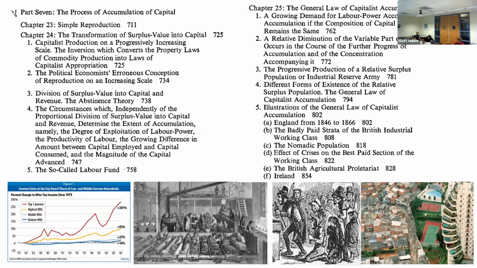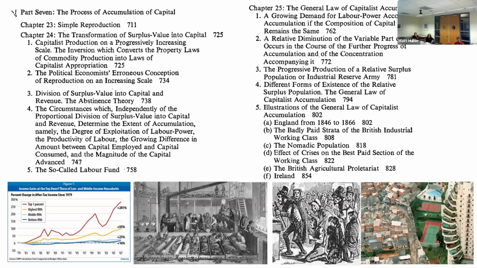All right, so that is section 3. Section 4 is called the circumstances which, independently of the proportional division of surplus value into capital and revenue, determine the extent of accumulation, namely the degree of exploitation of labor power, the productivity of labor, the growing difference in amount between capital employed and capital consumed, and the magnitude of the capital advanced.